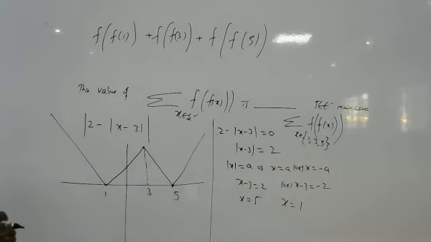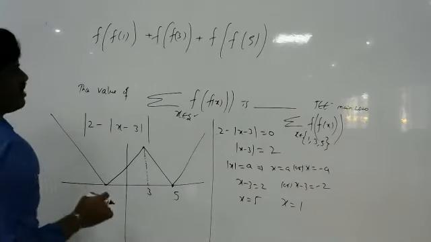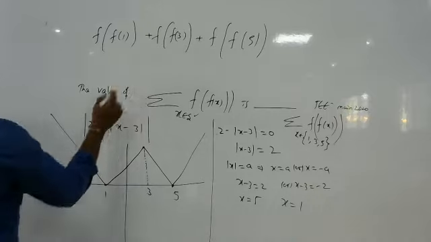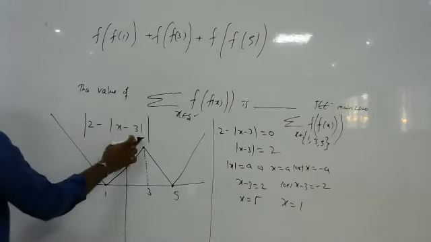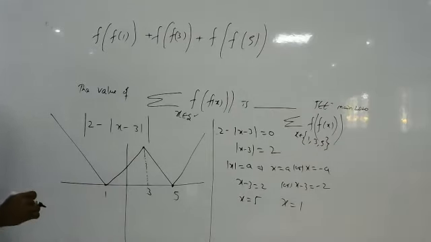So what to do now? Now just substitute in the function. What is f of x? This is only the f of x. What is f of x? 2 minus mod x minus 3. Right. Now, is this only f of x or f of f of x? What have they given in the question? Tell me. Is it f of x or f of f of x? One minute.